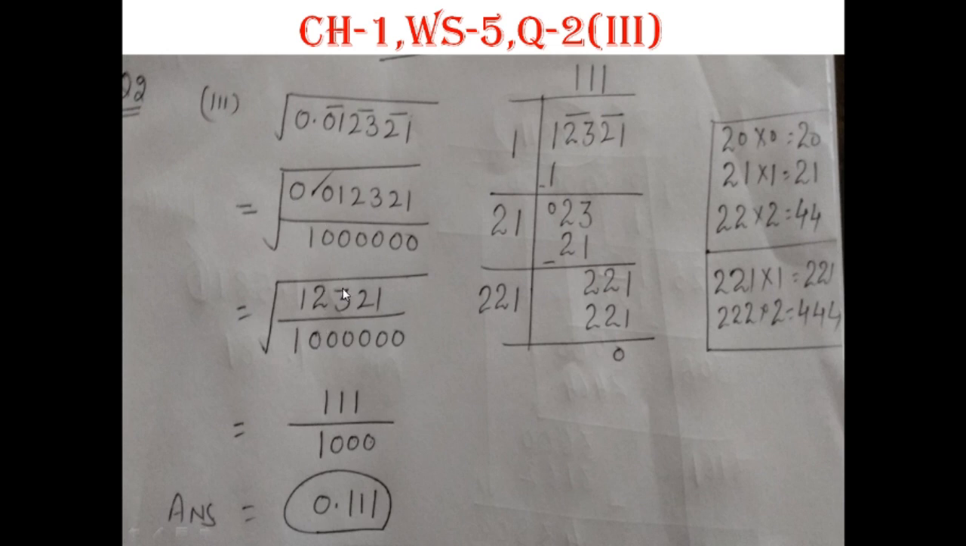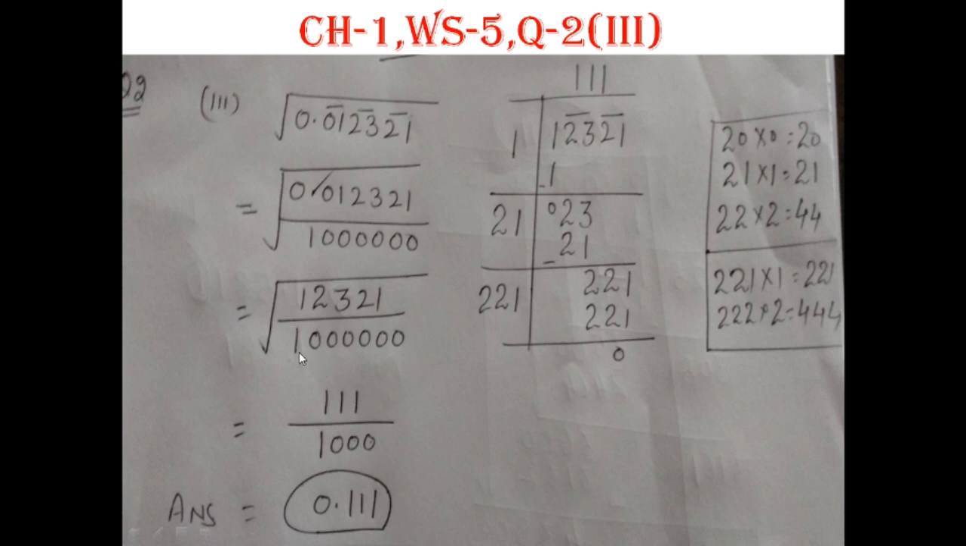Now simply solve this question by the method I have told you earlier. I don't think I need to explain it now. We have done this method and we find the square root is 111. Here I have written this 111, and here I have marked 1000.